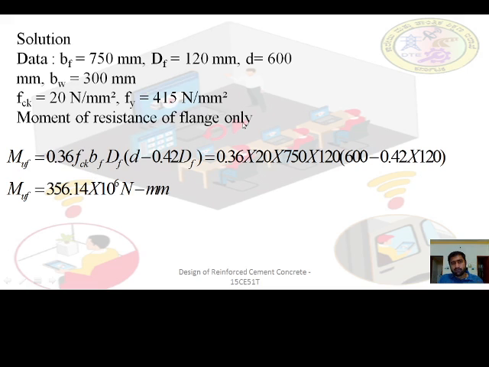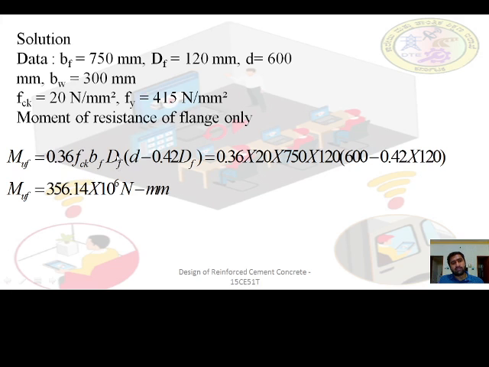Moment of resistance of the flange. We will assume that here also the neutral axis lies within the flange. So we will calculate only the moment of resistance of the flange. To calculate it, I will use this formula. Note down this formula: 0.36 FCK BF into the depth of flange into D minus 0.42 DF. This is the ultimate moment of resistance formula only. This formula is similar to your normal beam.